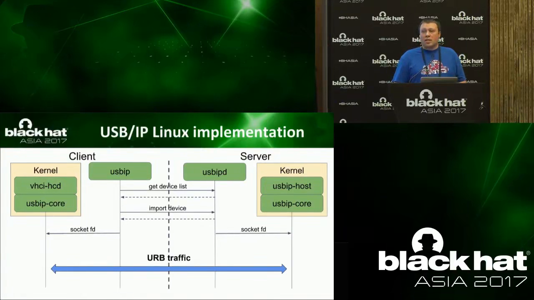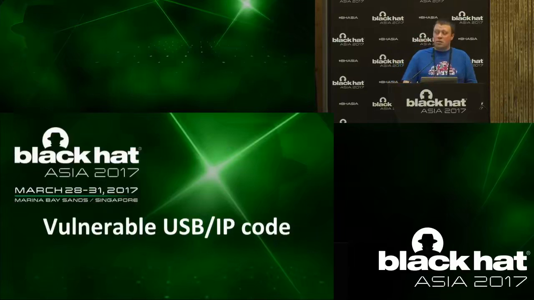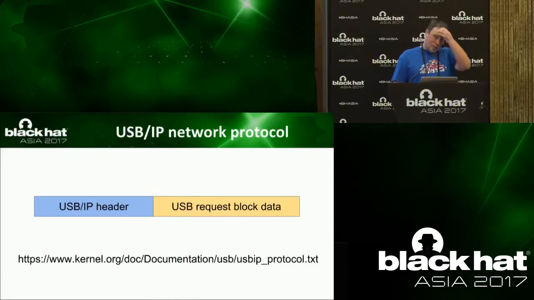So basically, the application-level protocol for USB/IP is implemented directly in the kernel, and the kernel is your server, which actually sends and receives data, and that sounded very, very scary. So it got me more interested, and I started to check the kernel-level implementation, which brings us to the vulnerable USB/IP code.